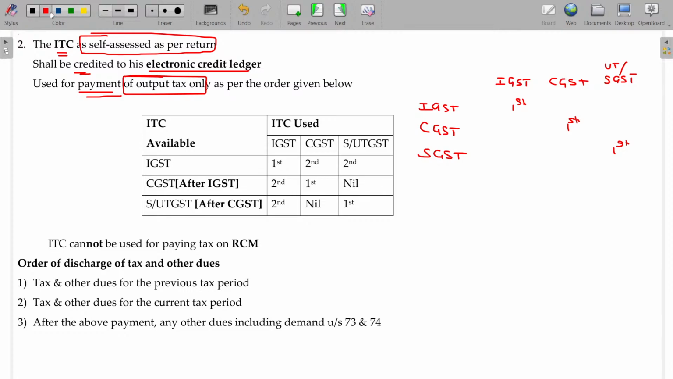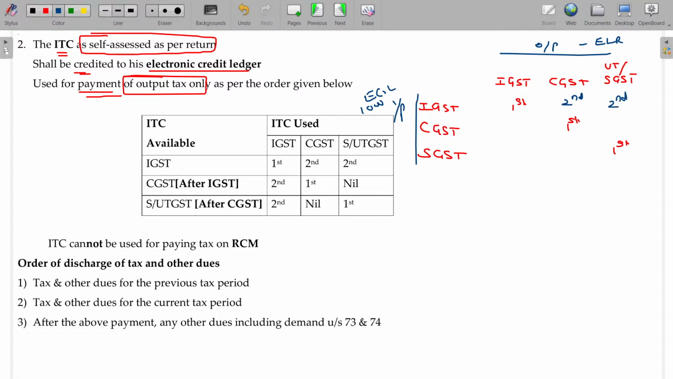Now, what happens in case of CGST, sir? This is output GST. This is input GST. If you have an electronic credit ledger amount of 1000, this is the amount available to pay the electronic liability register. The amount payable for IGST is only 500. You have 1000 rupees in the electronic credit ledger, but you have to pay only 500 rupees for IGST. Still you have 500 rupees excess. What can you do? You can use it for CGST or SGST as per your choice.